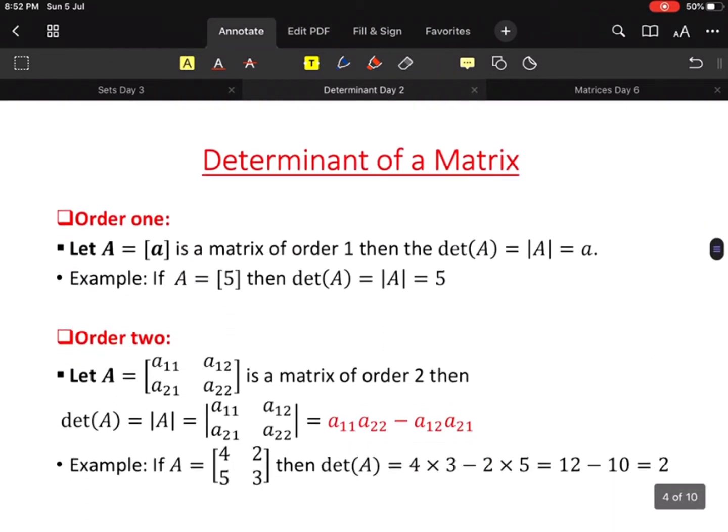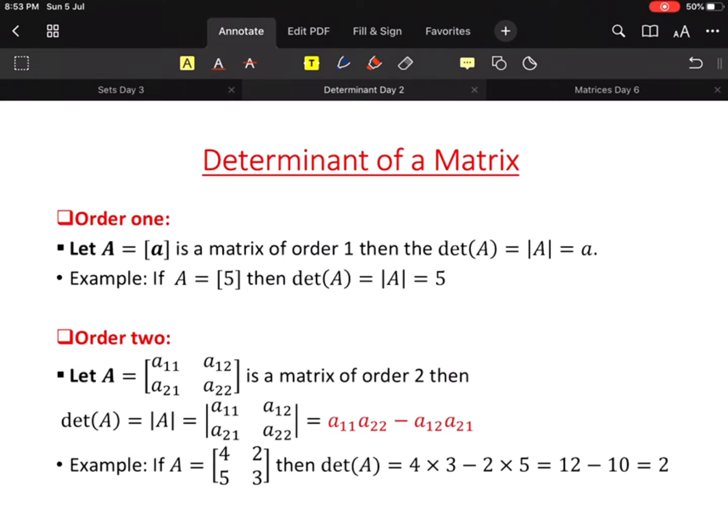Now we need to find how we find the determinant of a matrix. First, the determinant of a matrix of order 1. Order 1 means the number of rows is 1 and the number of columns is 1. How to find the determinant of it? If the matrix is A with a single element, then the determinant is just the element itself. Clear? Suppose we have a matrix whose element is 5, so the determinant of A is 5.